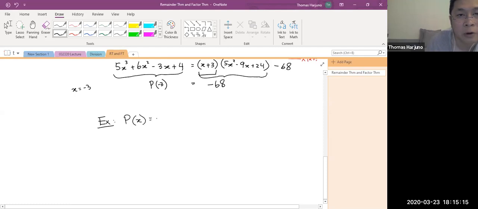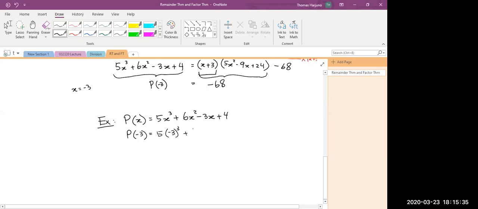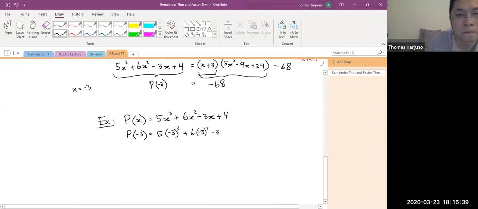Let's say the polynomial is 5x cubed plus 6x squared minus 3x plus 4. And I ask you to compute the value of the polynomial at negative 3. So you say, oh, you know what, Thomas, I will just replace the x by negative 3. Is it right? That's the way we did it before. Now, right now we have an alternative way to do it.